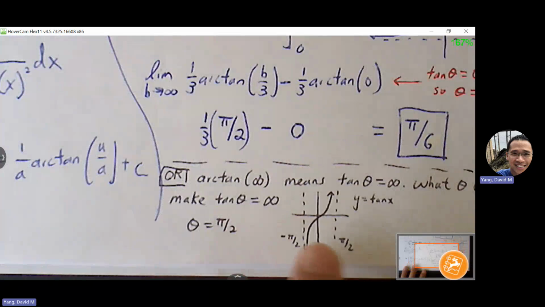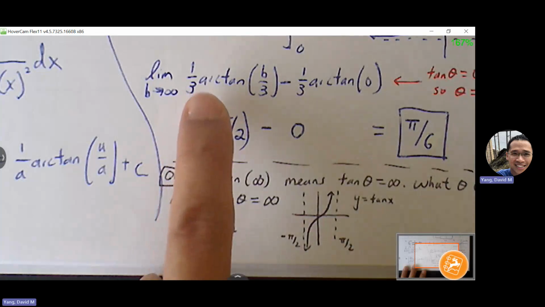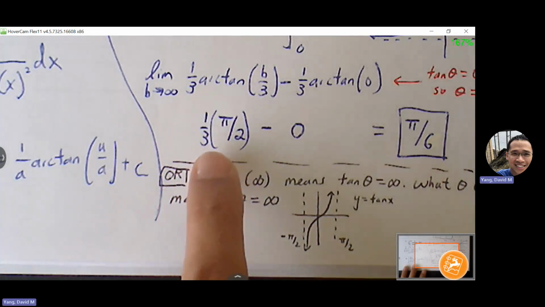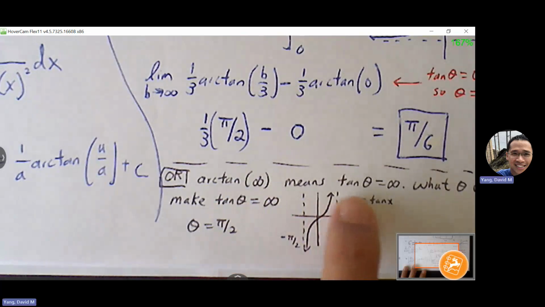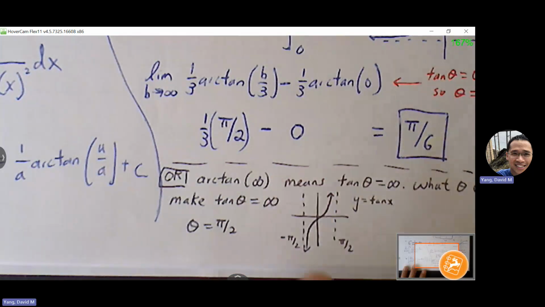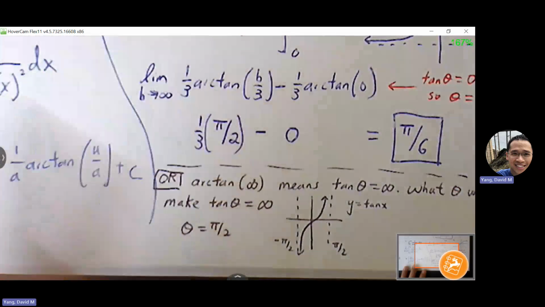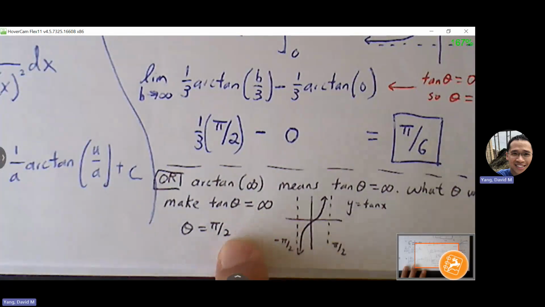So if you remember, the tangent graph has asymptotes at -π/2 and π/2. And if you get to this stage here, then you're basically saying, okay, 1/3 arctangent of infinity. Another way of saying that is, this arctangent of infinity means when is tangent of theta equal to infinity, right? And tangent is equal to infinity at the asymptotes, but -π/2 is not inside the interval. So π/2 is what makes sense there.